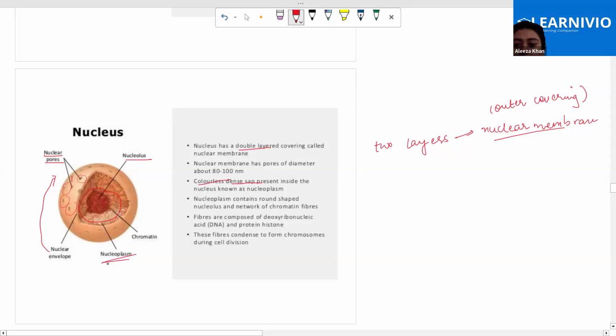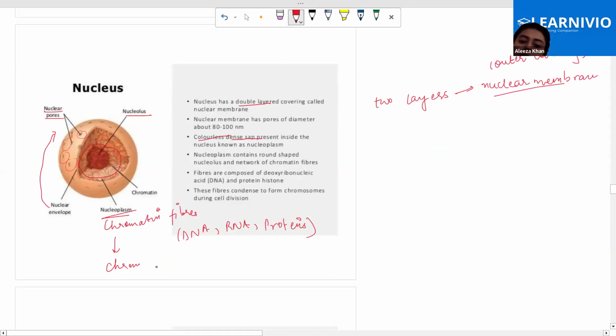Now, this nucleoplasm contains the chromatin fibers. These are the fibers if you can observe, spiral shaped fibers. Now these fibers are composed of DNA, RNA and proteins. This is the chromatin material. Now these fibers will further develop into the chromosomes. Okay. How many chromosomes do we have in our body?